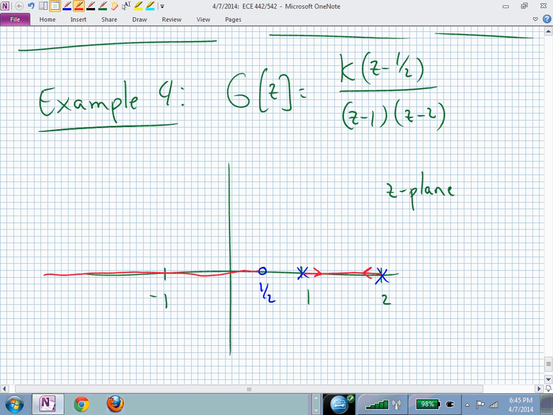So I have two branches that are going to leave between 1 and 2. They're going to break away. Those two branches are going to come back and re-enter between 1/2 and minus infinity somewhere. One's going to go to that finite zero at 1/2. The other one's going to go off to minus infinity as you crank up the gain.